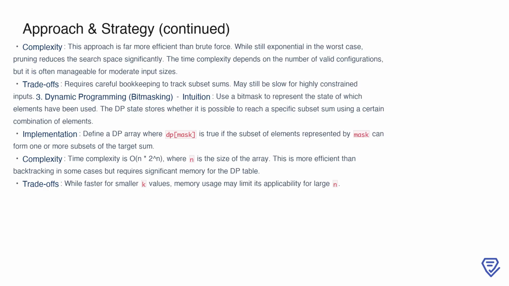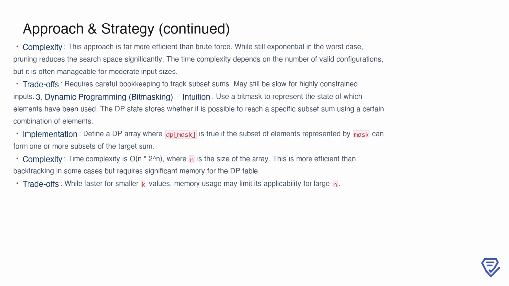Another approach we explored is dynamic programming with bitmasking. In this method, we use a bitmask to represent which elements of the array have already been used, and a DP table tracks whether a specific subset sum can be formed with a given combination of elements.